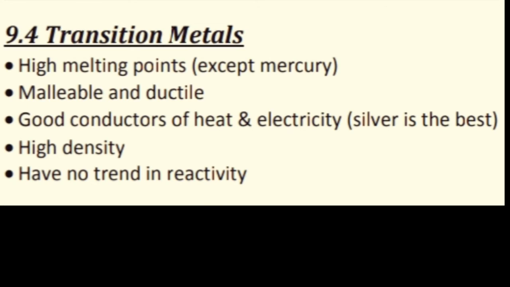And these elements, transition metals, have high melting and boiling point. They are good conductors of electricity. Okay, silver is the best conductor of electricity. Silver symbol is Ag. And transition metals make colored compounds. Transition elements are colorless, but they make colored compounds.